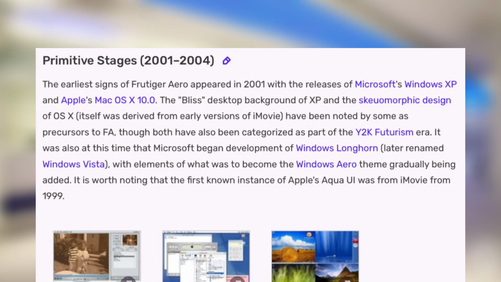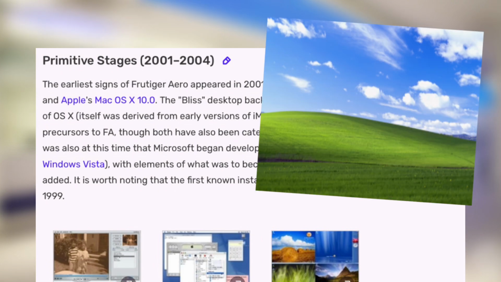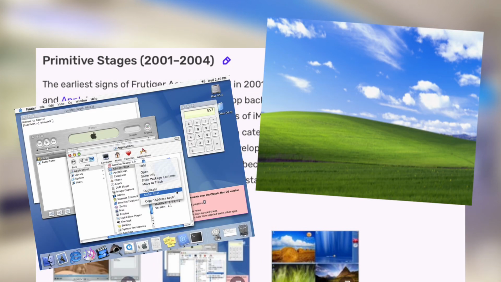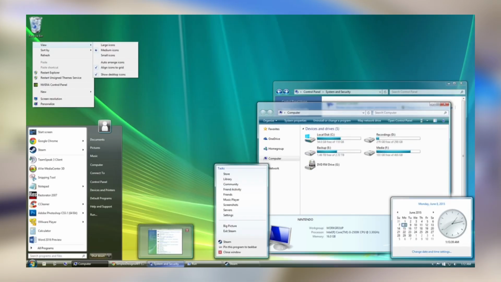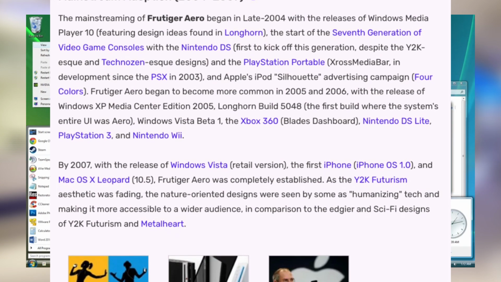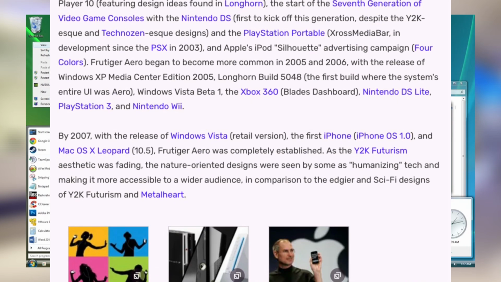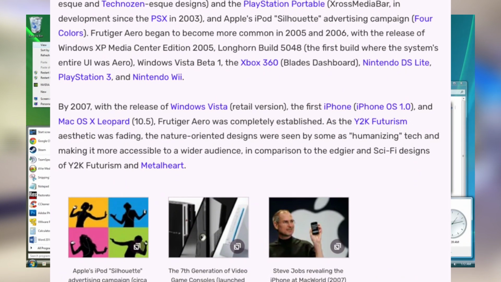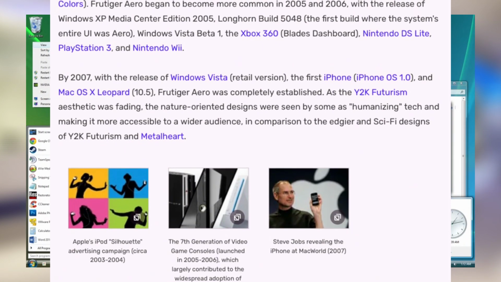The earliest signs of Frutiger Aero were found back in 2001 with Windows XP's Bliss background and Mac OS X's skeuomorphic design. But the real point where it got from slightly resembling to true Frutiger Aero was with the release of Windows Vista. The mainstream adoption of Frutiger Aero then began in late 2004 with brand new technology such as the Nintendo DS, PlayStation Portable, and the Apple iPod with its Silhouette advertising campaign.